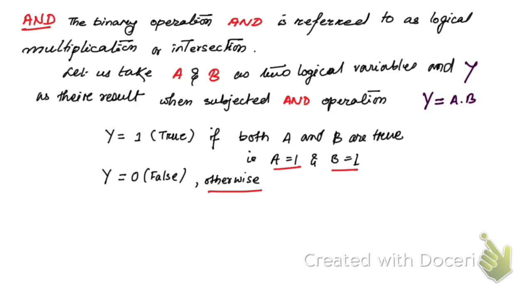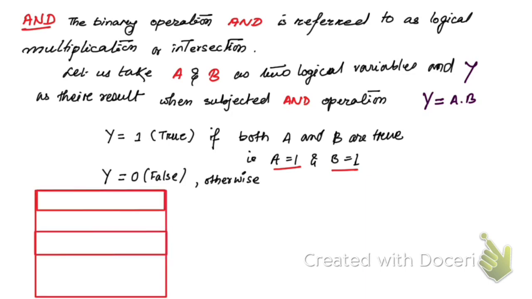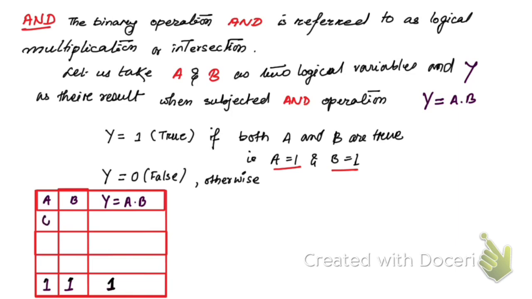Now let me give you the truth table. So here is the truth table. Let me take a and b as variables. Here y is a dot b, that is the product of a and b. The condition is that only when both a and b are equal to 1, the result is 1 or true. In the remaining cases, when both a and b are false, the result is false. If any one of them is false, then the result is also false.